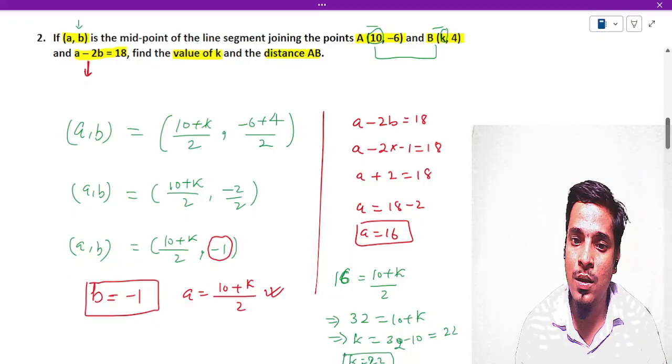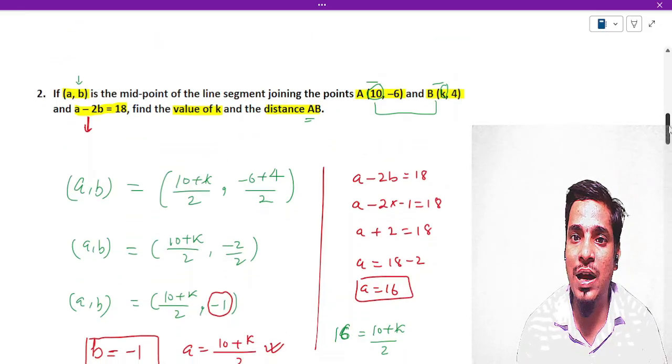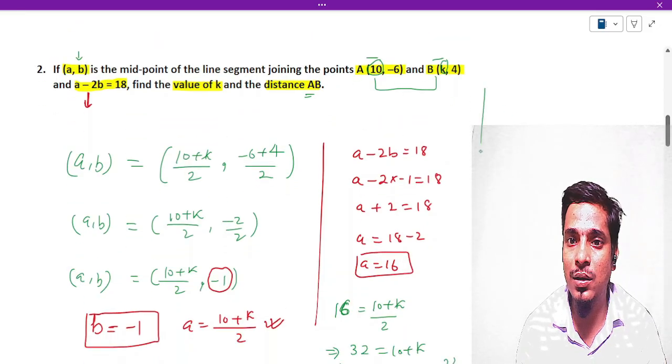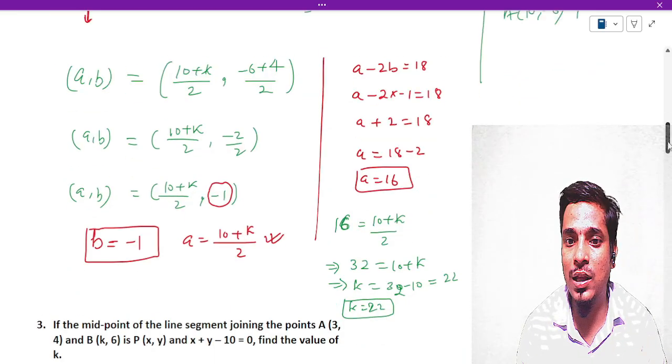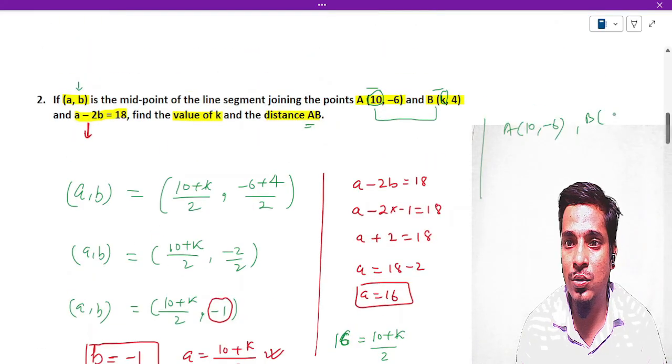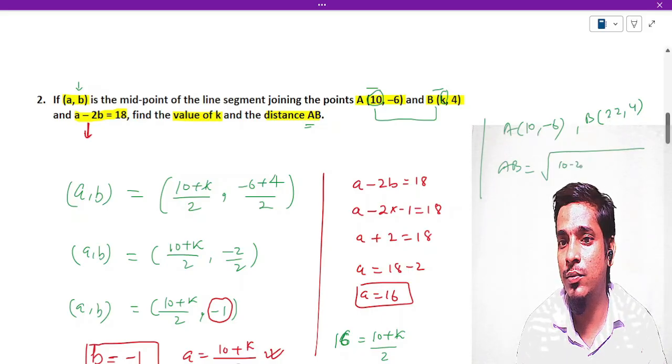And also we need to find the distance between AB. So we have to use the coordinates of A and B. We have A is (10, -6) and B is (k, 4). But we got the k value, how much? 22. So this is (22, 4). So the AB distance is equal to what? The square root of the difference of the x coordinates, meaning (10 - 22) squared, right? Plus (-6 - 4) whole squared.